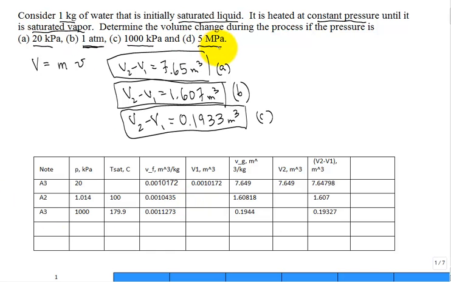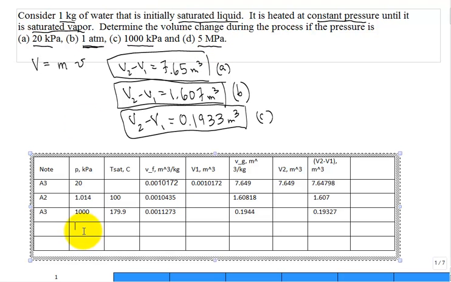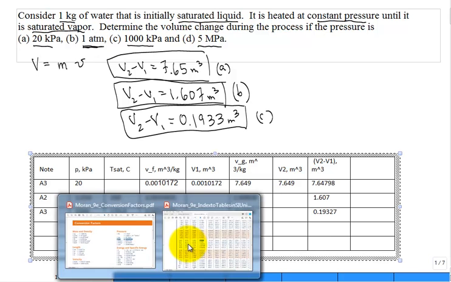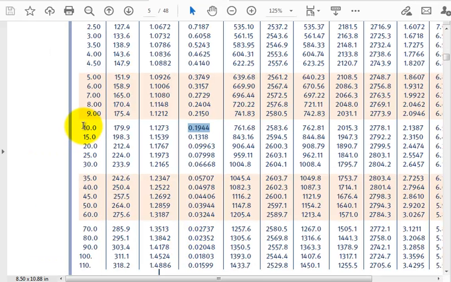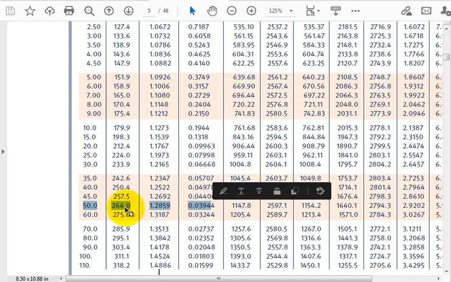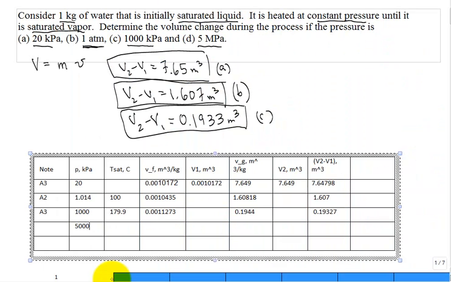It's 5 megapascal. Well, what's 5 megapascal? It's 5,000 kilopascal, or 50 bar. And so we'll go to our table. We were down here at 10 bar. We need to jump to 50 bar. And there's the saturation temperature of 264 degrees C, and our V sub F and V sub G values. So let's go ahead and put those in our table.